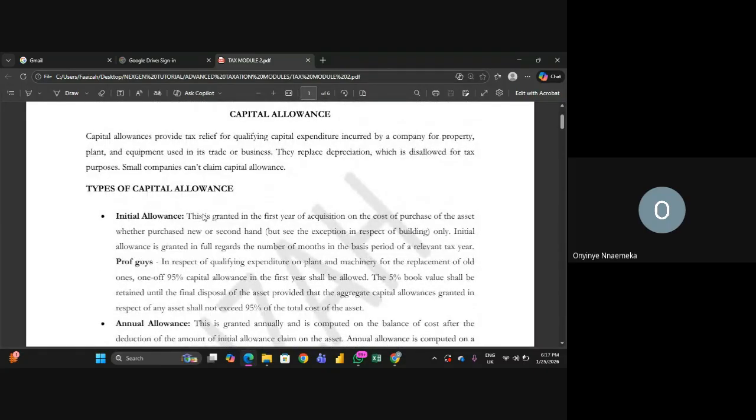Now let's pick it one after the other. We have initial allowance. Initial allowance is granted in the first year of acquisition of the assets. So the year that you got the assets, whether it's a new asset or second hand, as long as the second hand is not via business restructuring or from a subsidiary or a parent, there's a particular chapter that deals with these things.